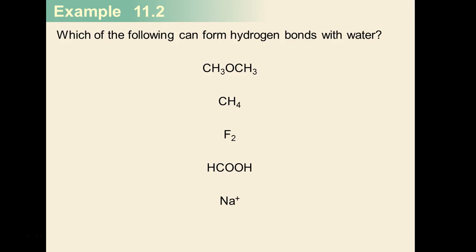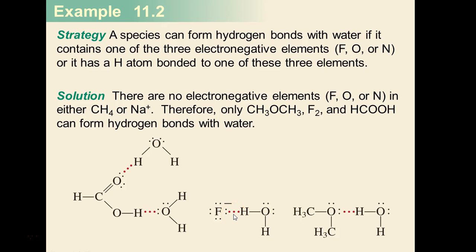So which of these, looking at this, can form hydrogen bonds with water? You really need to take a look at the structure and see which of them has those electronegative elements readily available to bond with the hydrogens present in water. I can see that this first one has oxygen, this third one has fluorine, and this fourth one has oxygen. I don't see any of those three, nitrogen, oxygen, or fluorine, present in methane or sodium. And so you can see there are no electronegative elements in methane or the sodium ion, so therefore only these can hydrogen bond with water.